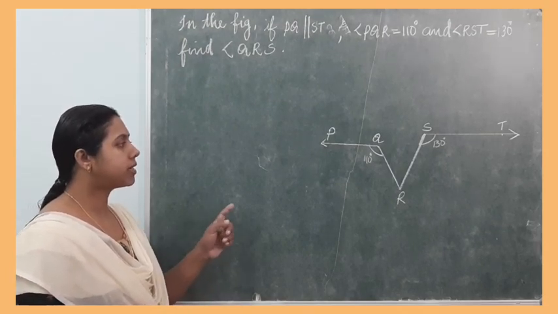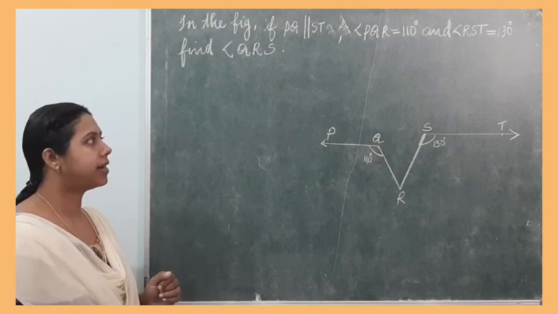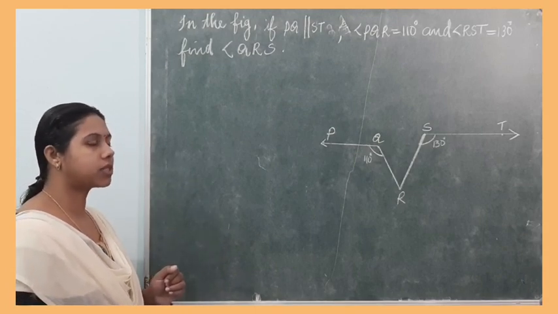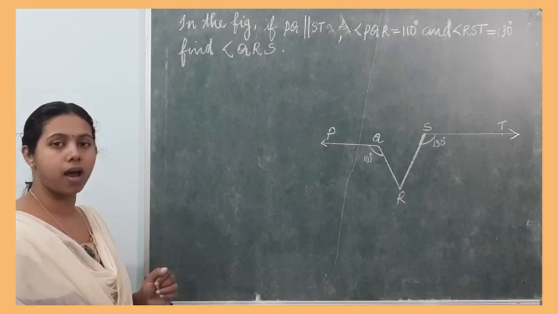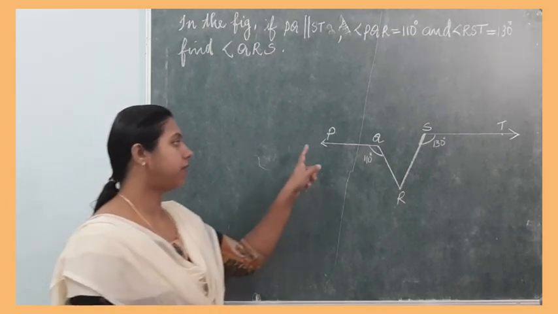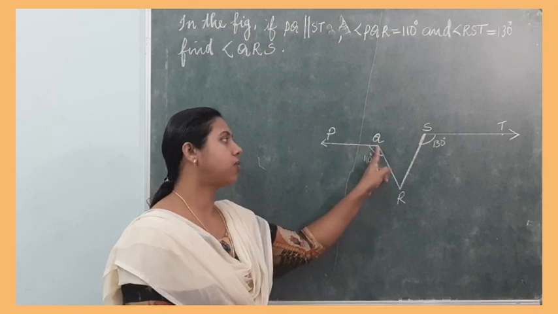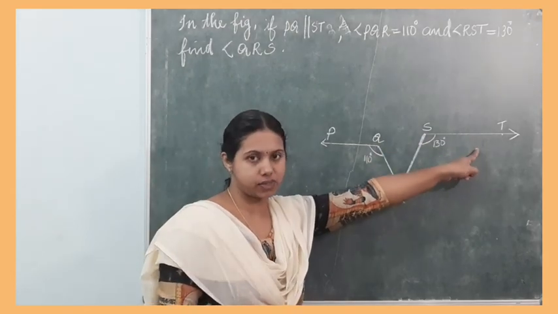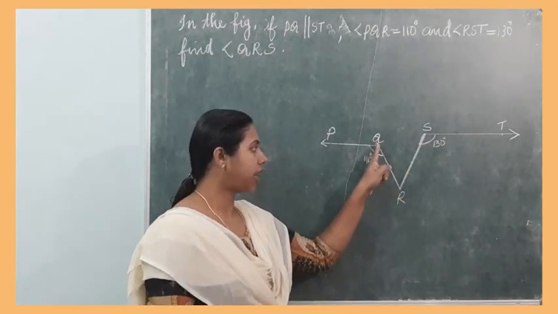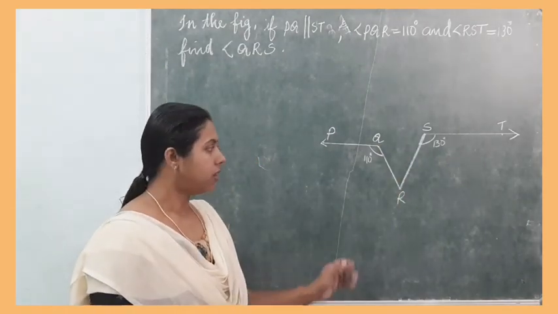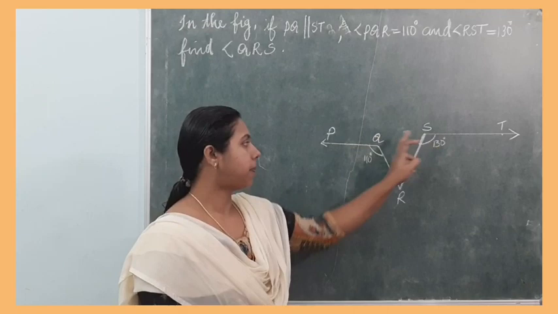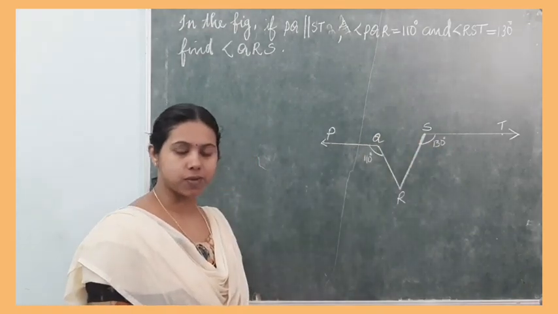The next question is, if PQ parallel to ST, angle PQR is equal to 110 degree, angle RST is equal to 130 degree, find angle QRS. So in the figure it's given the line PQ parallel to line ST. We want to find angle QRS. So if these two lines are parallel, but we cannot see any transversal there.